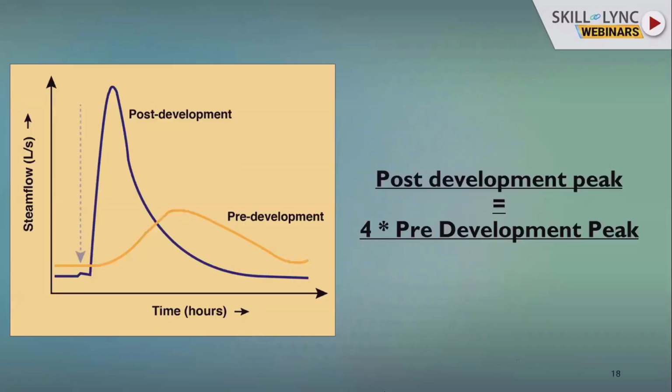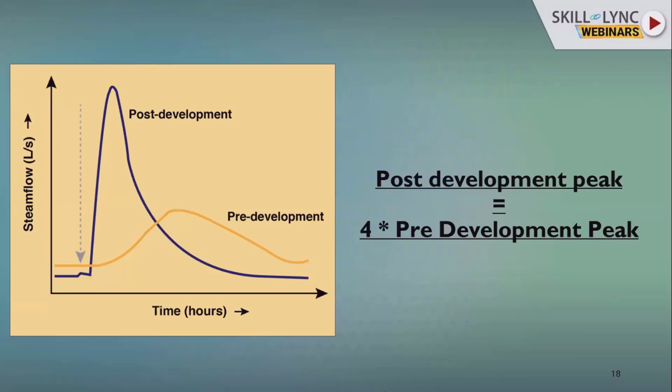So there is one common relation for post-development peak. What is the meaning of post-development peak? When you develop your area by buildings and parking, what is the discharge of water coming? It is equal to 4 times the pre-development peak. Just imagine, when you develop an area, the discharge or the flow increases 4 times. So this is very important.